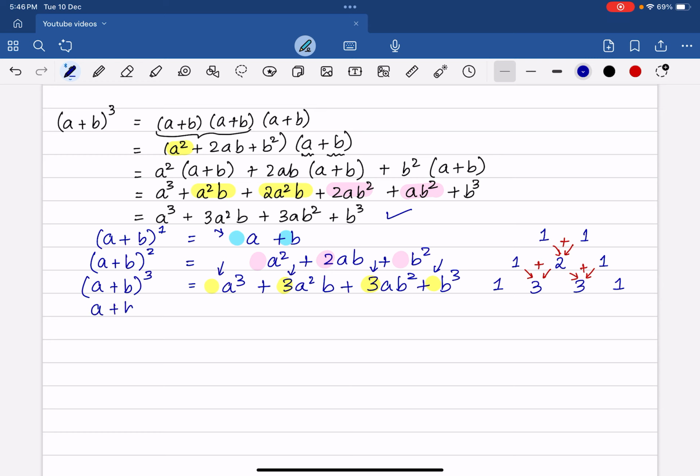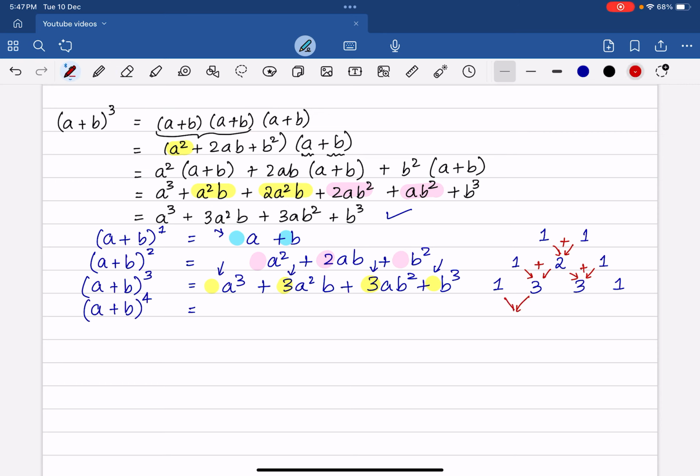which means if I were to expand a plus b the whole raised to 4, at least I know what the coefficients would look like, because it seems that the pattern is continuing, right? For example, if I were to add this and this, it would give me the next one, which comes out as 4. Again, this and this addition gives me 6, this and this addition gives me 4, and the ends would be 1, correct? So let me write that out for you.